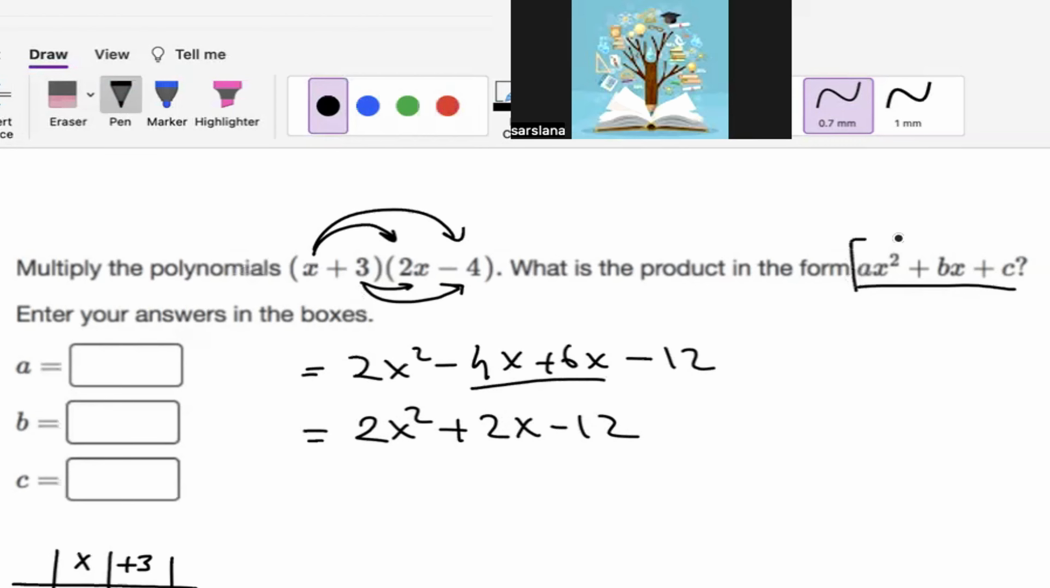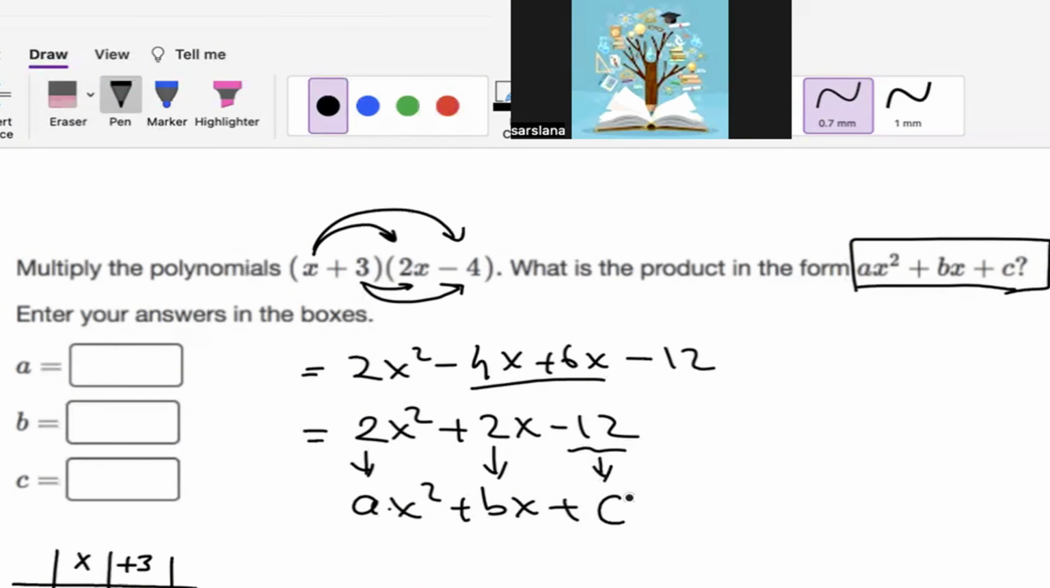So when we do one-to-one matching with this expression, ax squared plus bx plus c, a is the number in front of the x squared, which is 2. b is the number in front of x, which is 2. c is the constant number, as I told you, which is negative 12. We need to consider it with this negative sign together. Okay? We write 2, 2, and negative 12 here.